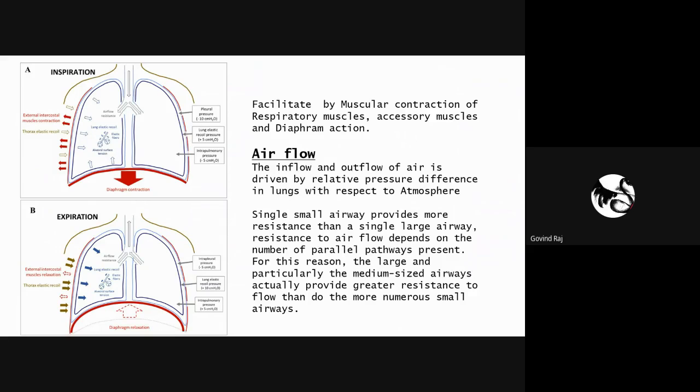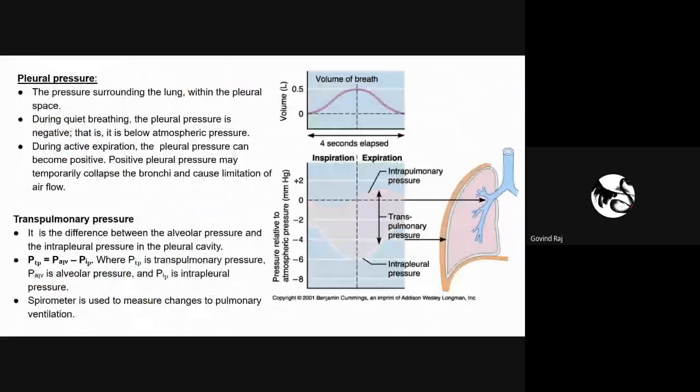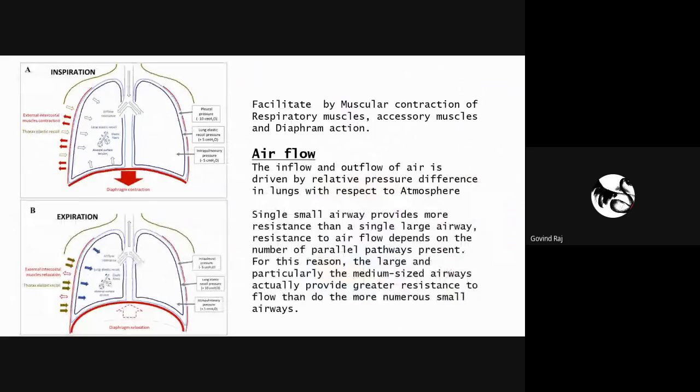this outweighs the so here what happens is that the oxygen, the higher pressure due to the when the tissue exchange the air from the blood vessels to the alveoli. So there is a comparatively high pressure created there. So that results in expiration of air from the lungs to the outside. So the inflow and outflow of air is driven by relative pressure difference in lungs with respect to the atmosphere. So sorry. So the single small airway provides more resistance than a single large airway.